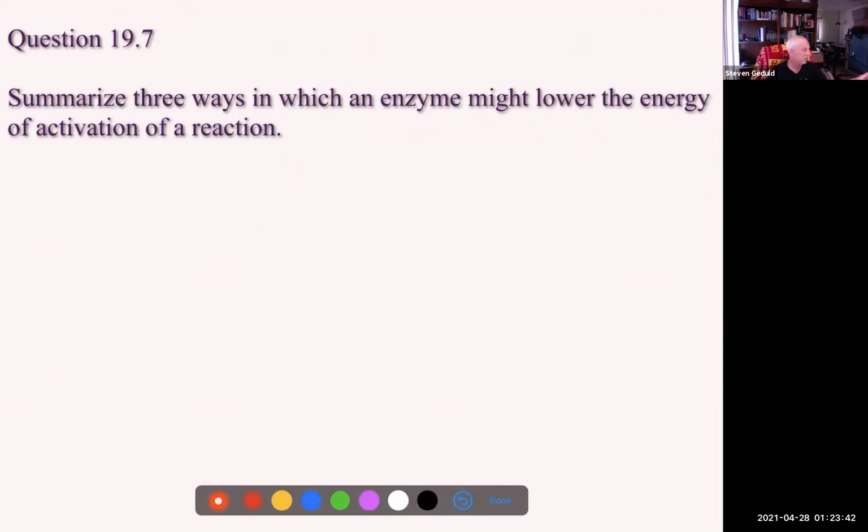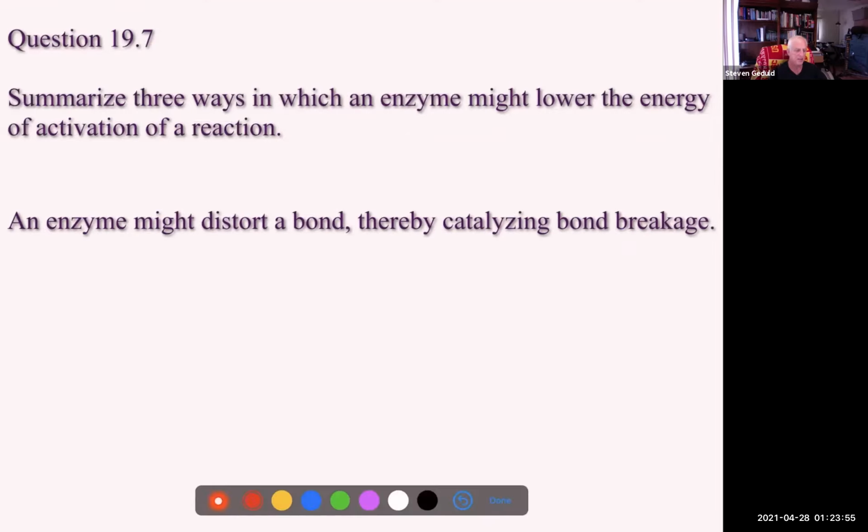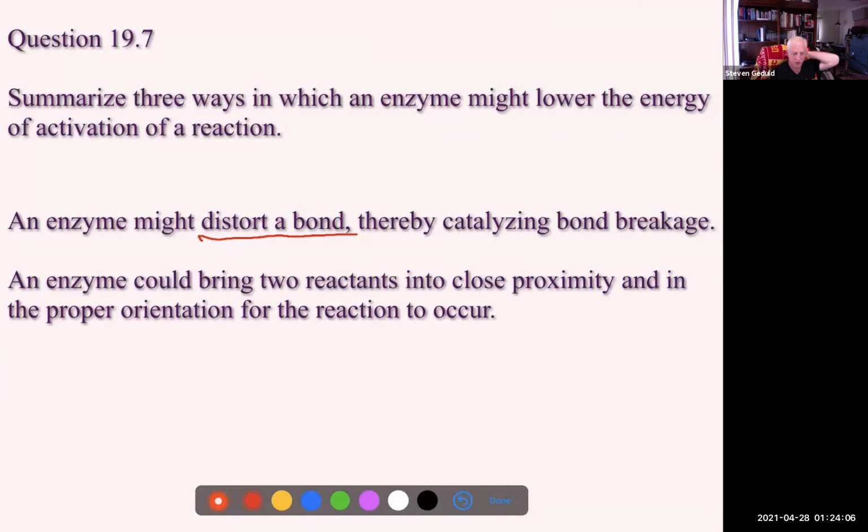Right. So summarize 3 ways in which an enzyme might lower the energy of activation of a reaction. We talked about 3 ways. An enzyme might distort a bond, allowing it to break easy. An enzyme could bring 2 reactants into close proximity. So they're in proper orientation for the reaction to occur, and they can form a bond. So you can distort a bond, making it break. You can bring them into close proximity and hold them in the right order so they can form that new bond easier.